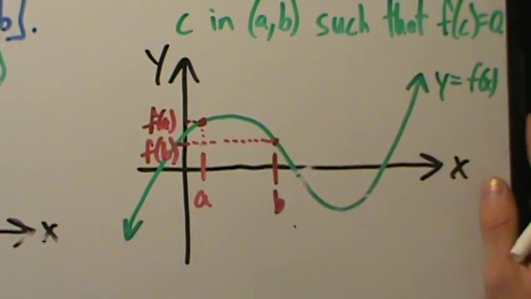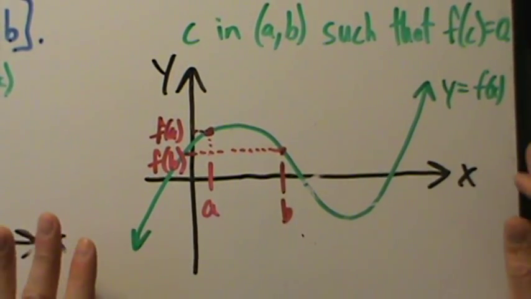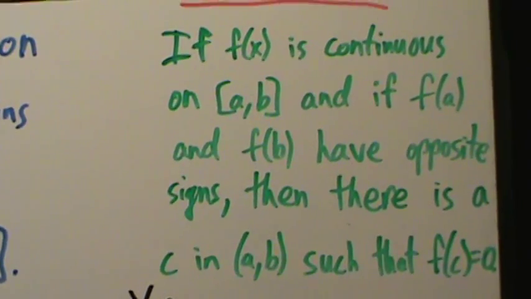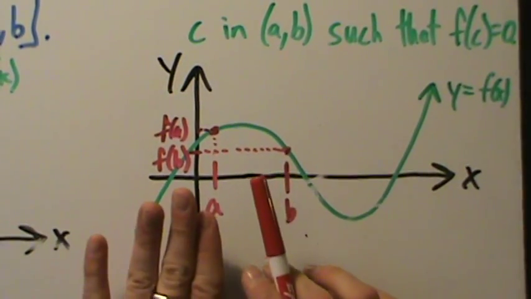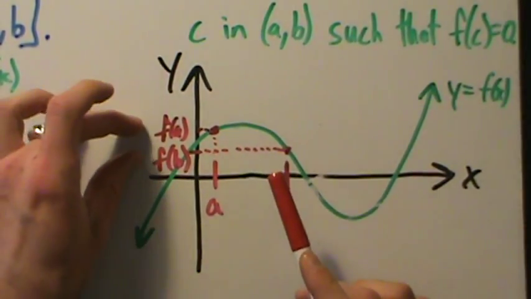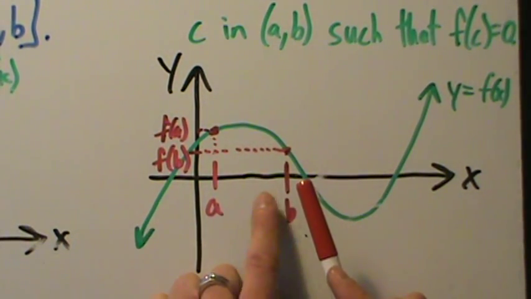There's no c. We don't have the c value such that f of c is 0. Now again, I just want to point out, just because f of a and f of b have the same sign, that does not automatically mean that this c does not exist. It just means we cannot say for sure. So here's an example of f of a and f of b both having the same sign, but there is no c in between them such that f of c is 0.